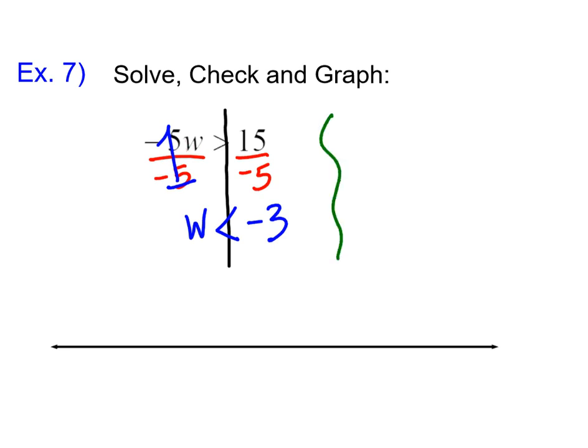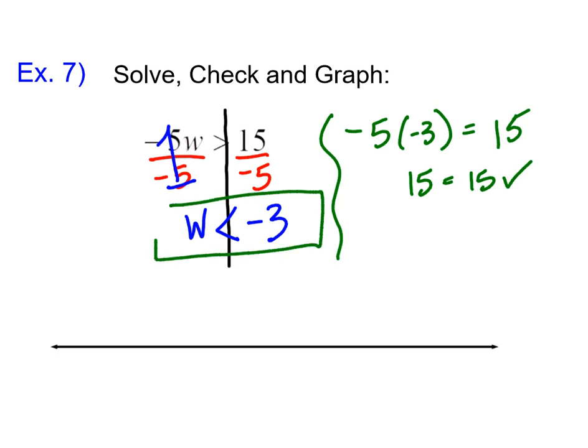And I'm going to check my solution. Negative 5 times negative 3 is equal to 15. Following order of operations, this is true. So this indeed is the correct answer. I'm going to put a 0 and a negative 3. And I want numbers that don't include negative 3, right? Because there's no equal sign. So it's going to be an open circle at negative 3. And I want numbers less than negative 3, so I'm going to go to the left.